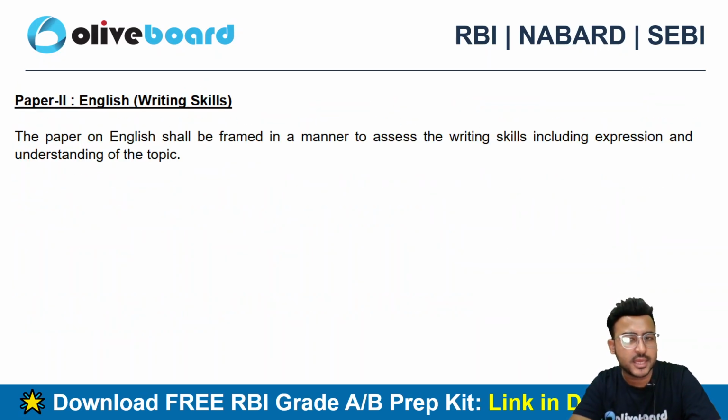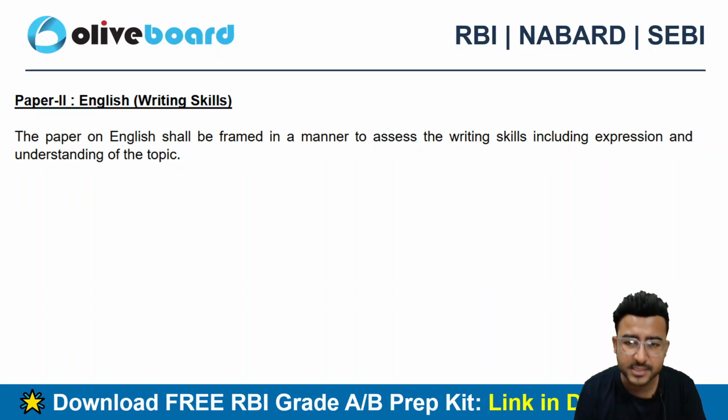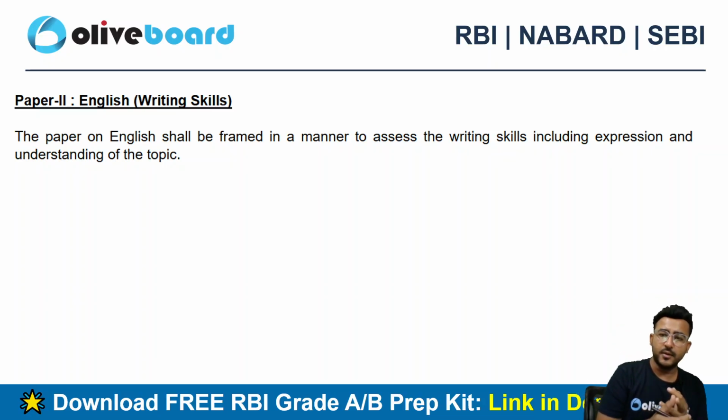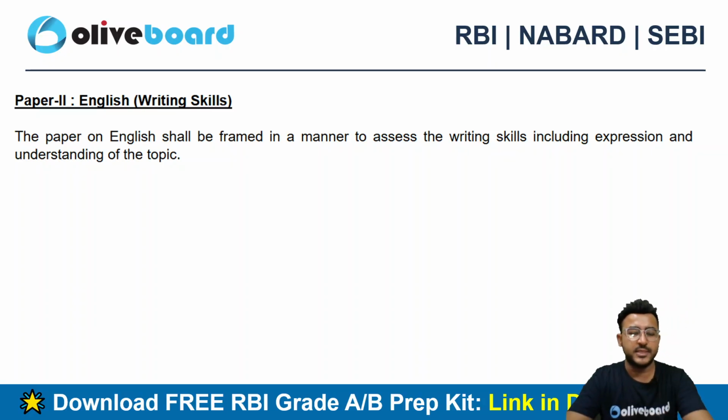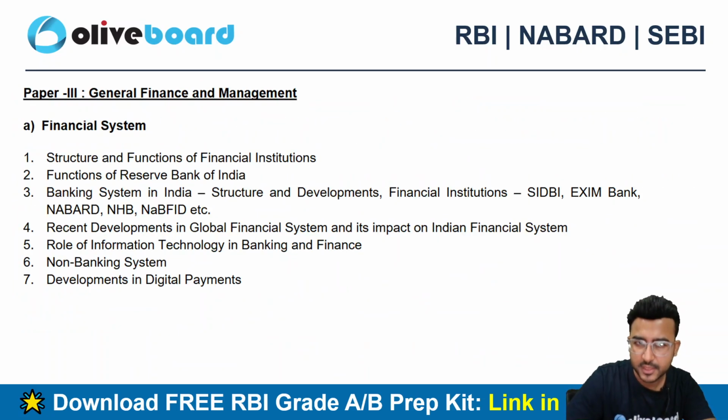If I talk about English, then you need to have a very good command over English, because that's a descriptive examination, right? So you need to have a very good grasp on precis writing, on reading comprehension. So this is a complete descriptive paper, whereas ESI is 50% objective and 50% descriptive, right?